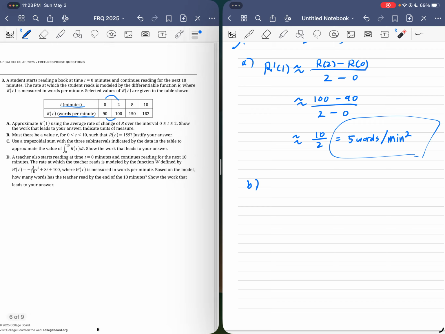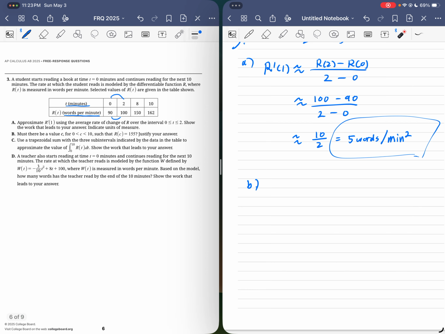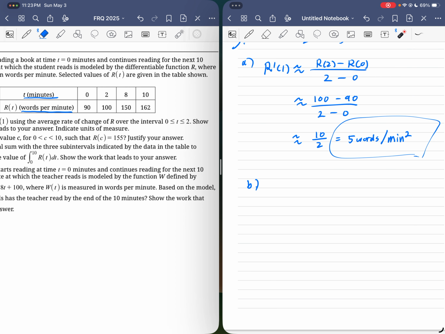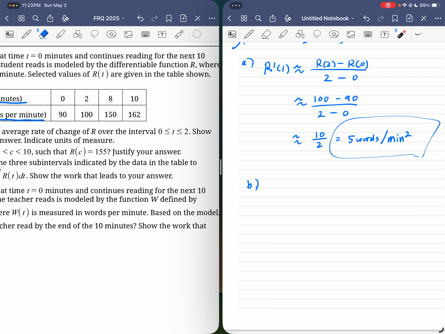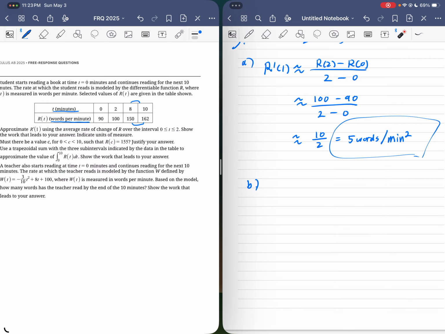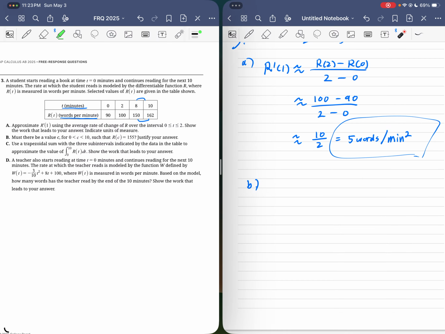Must there be a value of C such that R of C is equal to 155? This one is the Intermediate Value Theorem, because you're not looking for the slope. So are we going to have a 155? Here, 155 is between these two, right? The only thing we have to check is whether it's continuous.